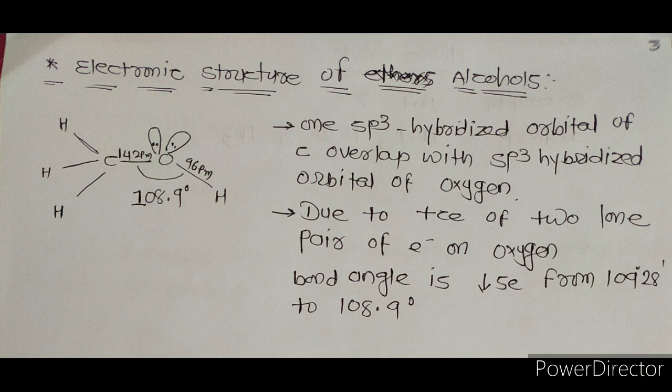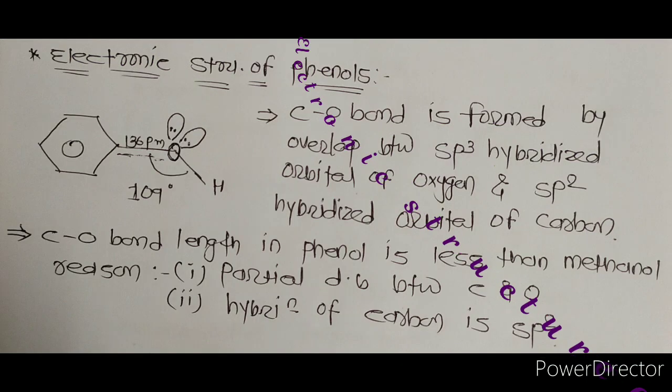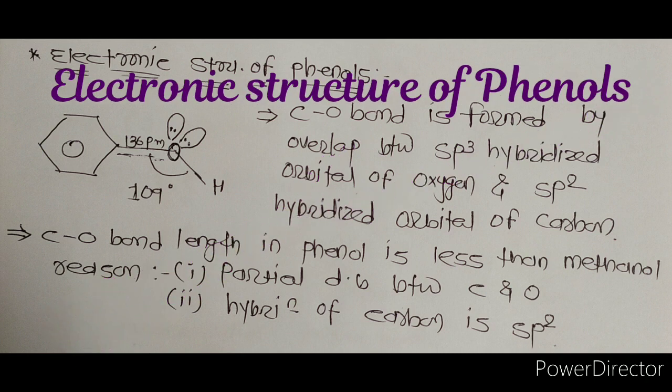Whenever a sigma bond is present, or we can say whenever sp3 hybridization takes place, the value of the bond angle is 109 degree 28 minute. But due to the presence of two lone pairs of electrons on oxygen, they possess repulsion, and due to this the COH bond angle decreases from 109 degree 28 minute to 108.9 degree. Now the electronic structure of phenol.